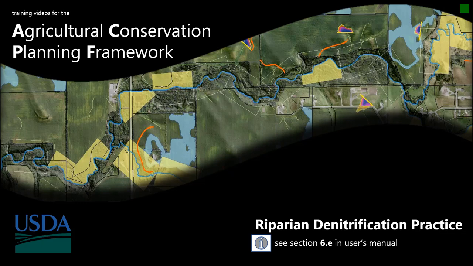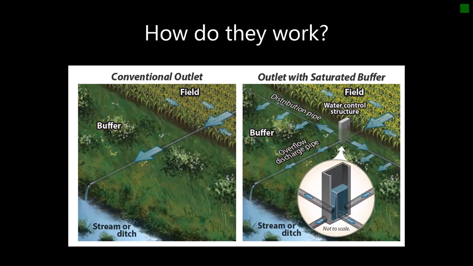In this video, we're going to look at the Riparian Denitrification Practice tool. This tool determines suitable areas for saturated buffers along the riparian analysis polygons. It also suggests areas that may be suitable with some carbon enhancement, typically introduced by wood chips.